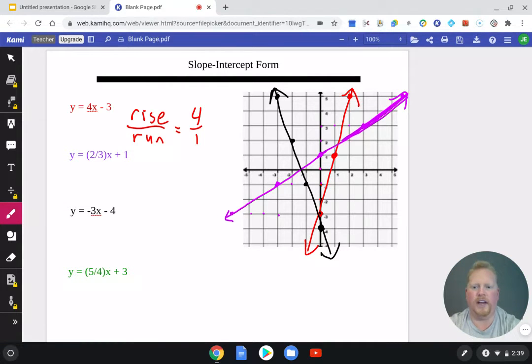So y equals 5/4 x plus 3. So I go up 3. And I should go up 5 and over 4. But if I do that, I run off the grid, so I will go down 5 and backwards 4. And there's my line.